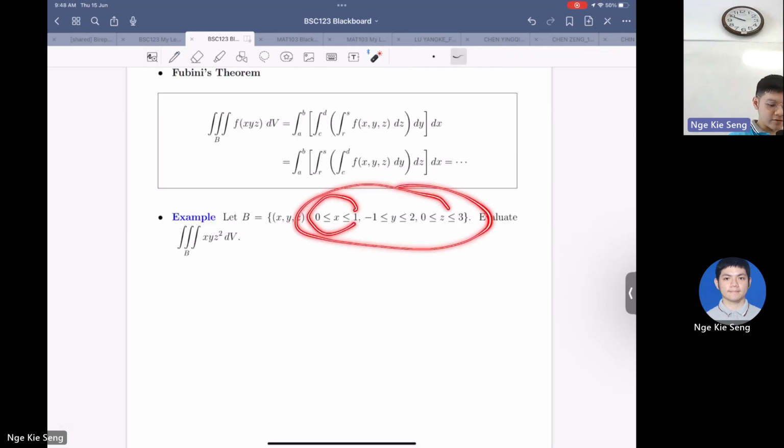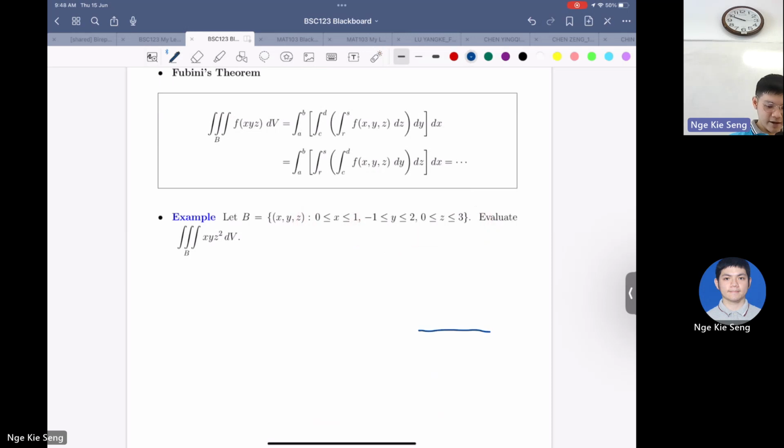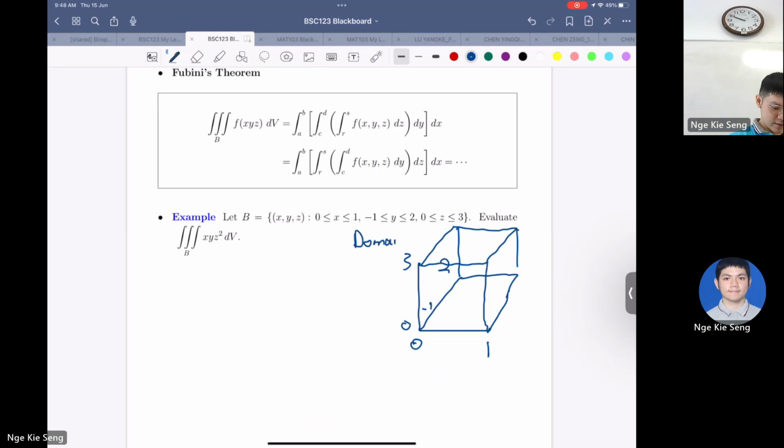So for example, this example here, you got a box. X is controlled by 0 to 1. Y is controlled by -1 to 2. And then Z is controlled by 0 to 3. So this is a box. This is just a domain, this is B. But this is the function xyz squared.